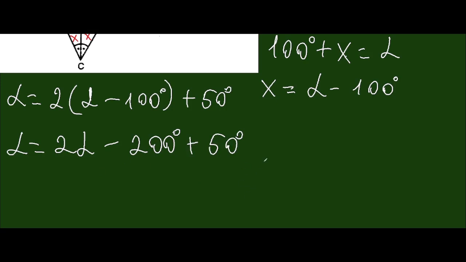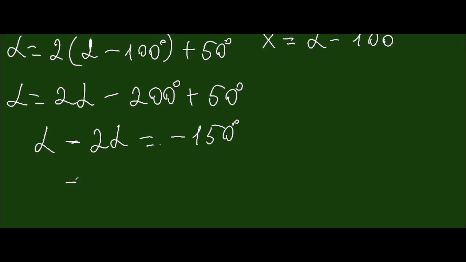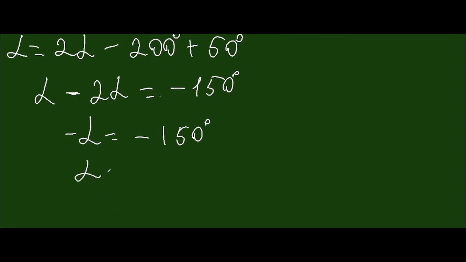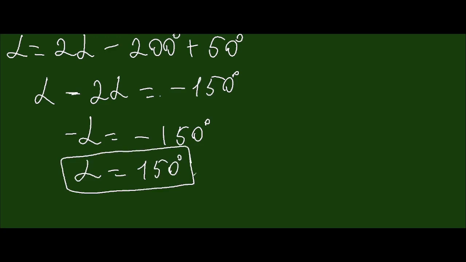And we can add to both sides, alpha minus 2 alpha, and here minus 2 alpha and plus 2 alpha will be cancelled, and we'll get minus 150 degrees. And here it will be minus alpha will equal to minus 150 degrees. It means that alpha will equal to 150 degrees. So we found alpha and we solved this problem.